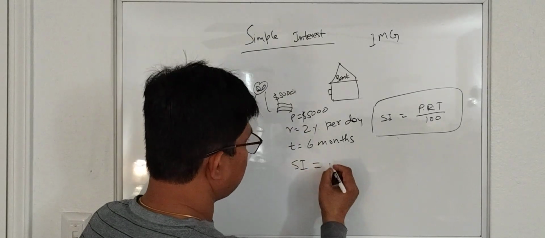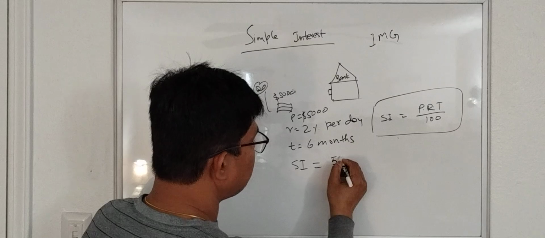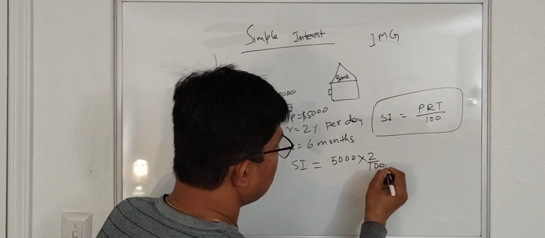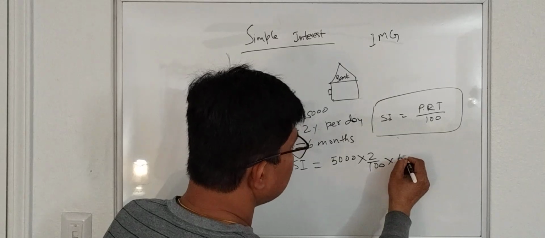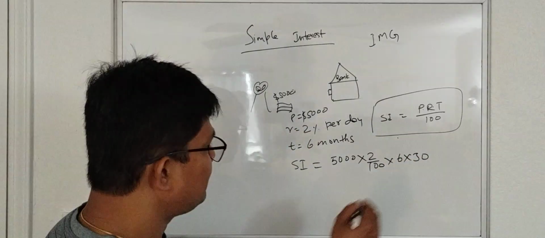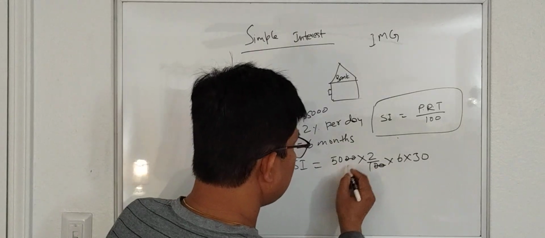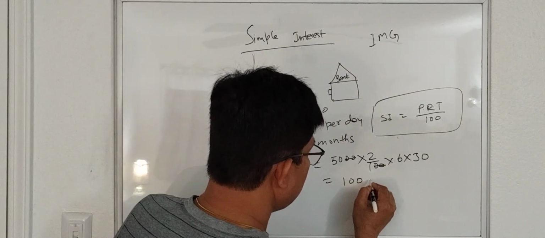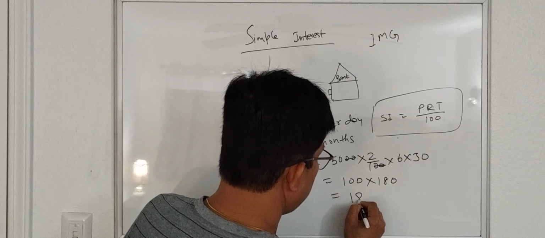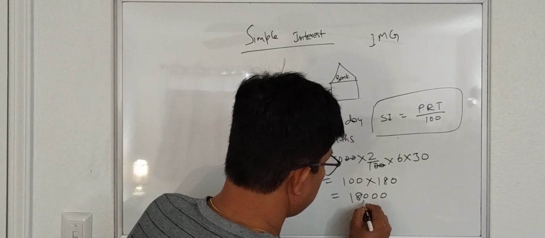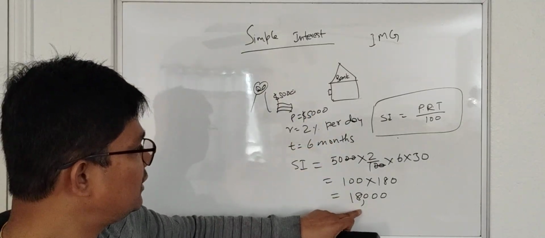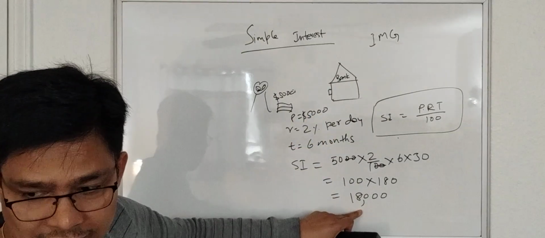So here, think about this problem. So P is 5,000, R is 2% per day. So 6 months is 6 times 30 days. Okay, correct? Now you can solve this one. So this is 100 times 80. So 18,000. See, you deposited 5,000 and after 6 months you earn interest 18,000.